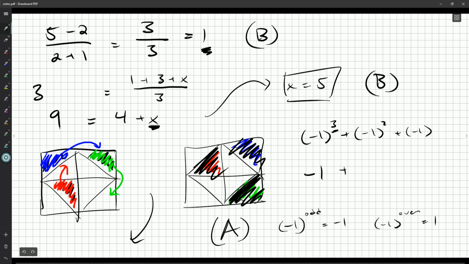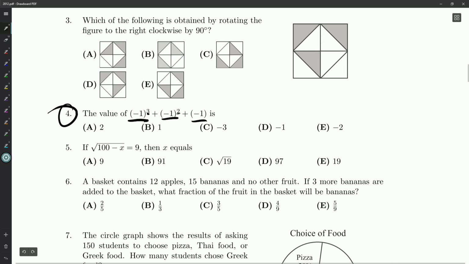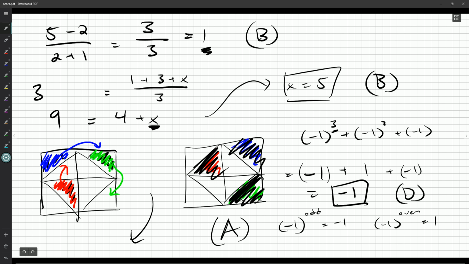So we've got -1 plus 1 plus -1. -1 plus 1 is 0, plus another -1 gives us our answer of -1. Okay? And that's going to be D, and that's exactly what we'll bubble in. And then we will flip the page to get ourselves ready for question number 5.